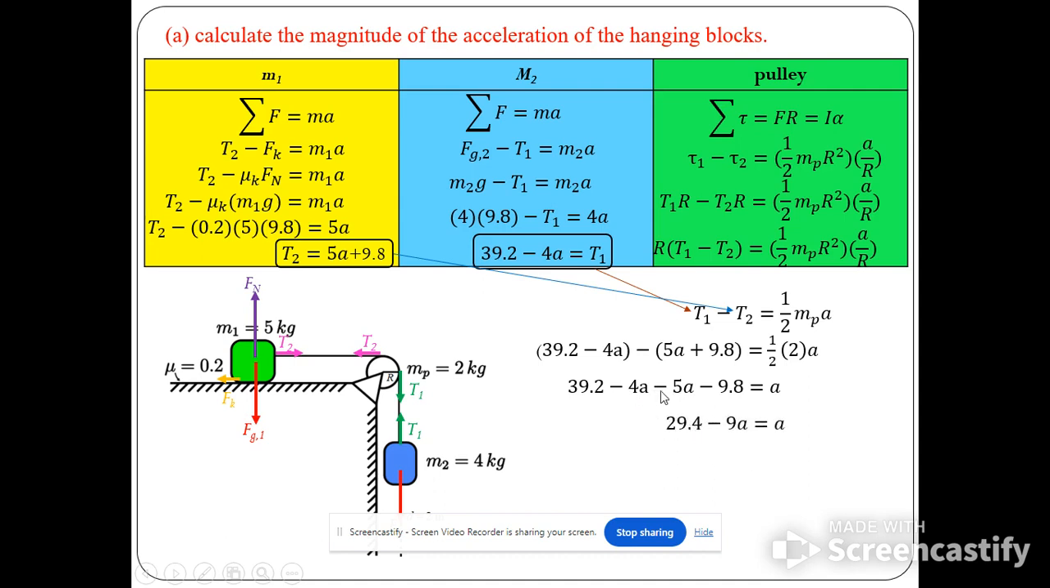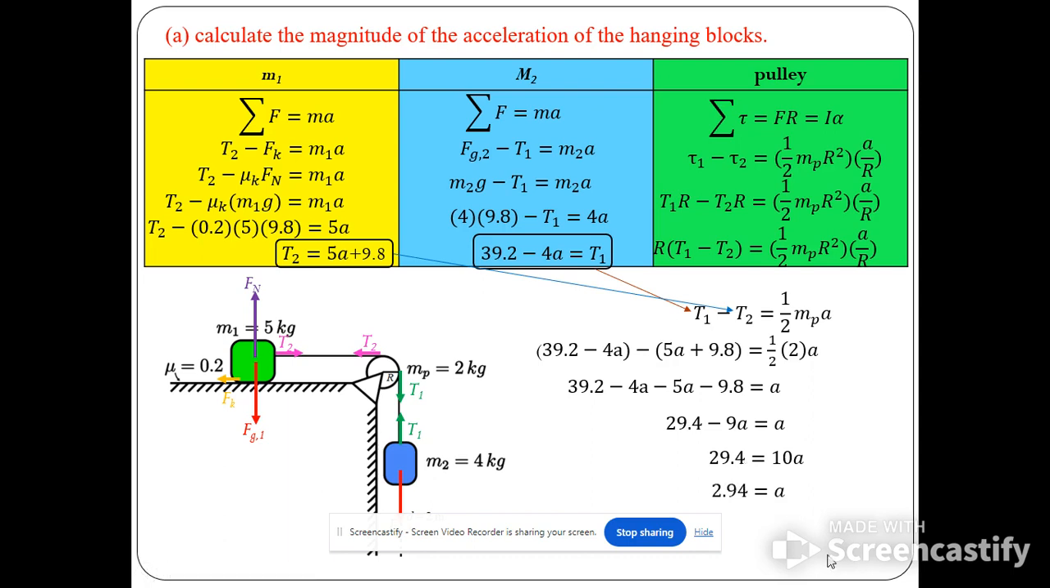So a negative 4a and a negative 5a makes a negative 9a, and then we just take the difference between 39.2 and 9.8. So if you do basic math and combine like terms, you get that 29.4 equals 10a because we moved the negative 9a to the other side. So 9 plus 1 is 10a, and to solve for a, we just divide. So there is your magnitude.